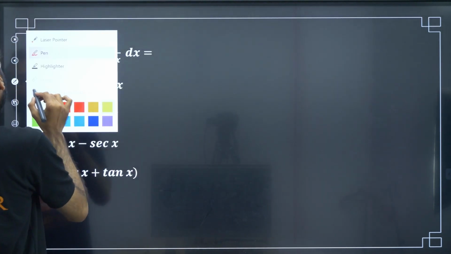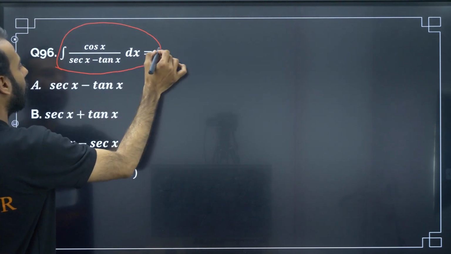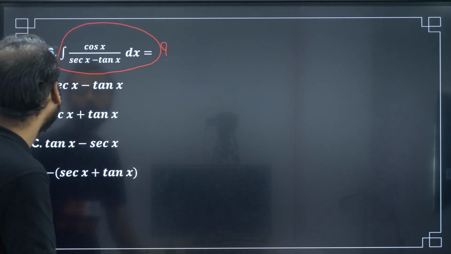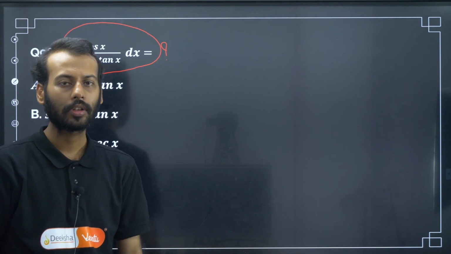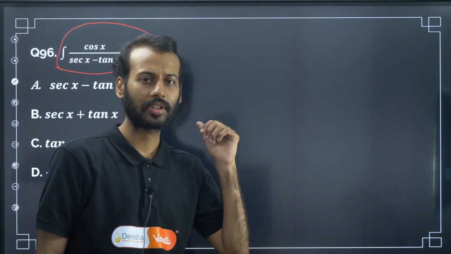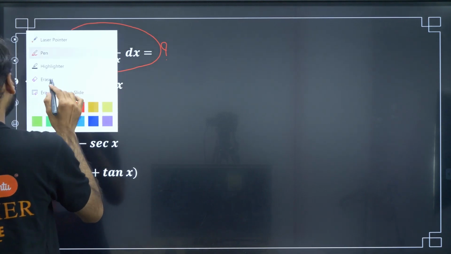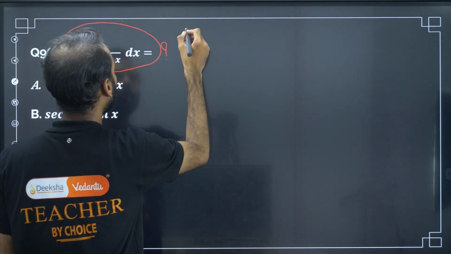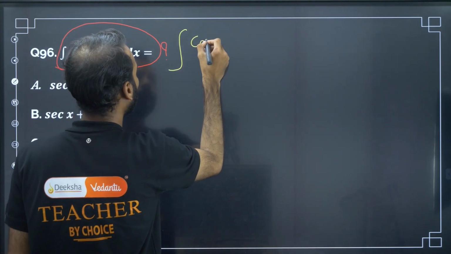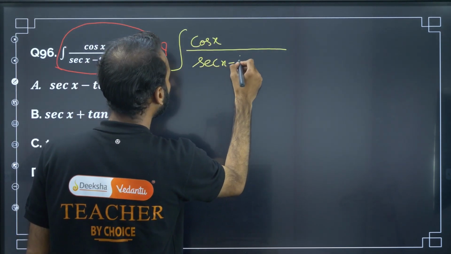Integration of this. So the question is to find this. Integration of this is what? This is integration of trigonometric functions. There is no standard ready-made formula available directly, so we have to do some algebraic manipulation. So this becomes the integration of, let me write the same as given, cos x by (sec x minus tan x).